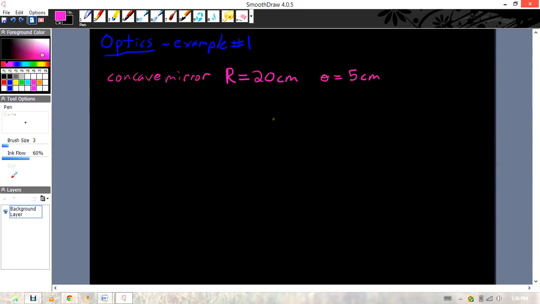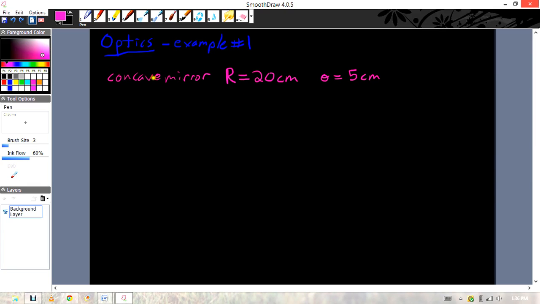All right, so let's do an example. Example number 1. Take a second and write this down. We're going to draw a picture. Always, when in doubt, draw it out. All right? Rhymes, so it has to be true.